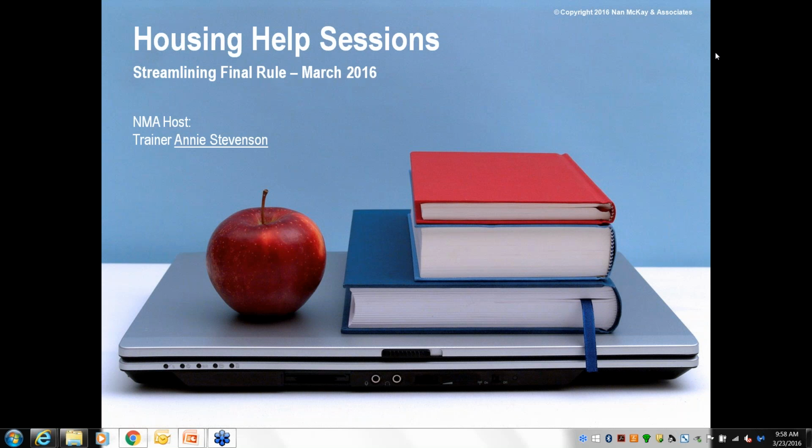Now, many of these changes are going to require changes to your administrative plan. In public housing, your admissions and continued occupancy policies, your ACOP, and they may or may not require revisions to your annual plan. That depends on whether you determine that any of these constitute a significant amendment to your annual plan.